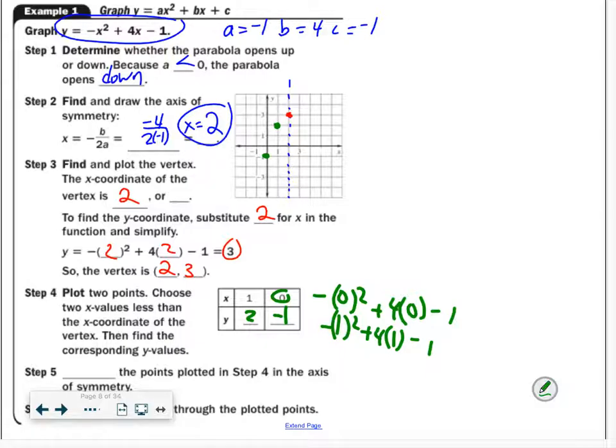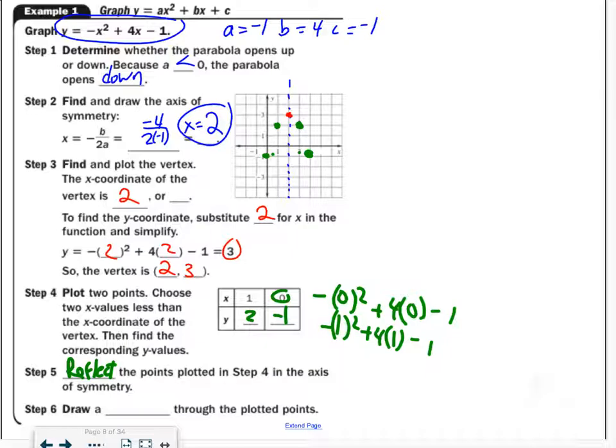Now because of symmetry, I can reflect those 2 points across the axis of symmetry. This point is 1 unit to the left of the axis of symmetry, so the mirror image point is going to be 1 unit to the right. This point here is 2 to the left, so I go 2 to the right, and I get this point. Now I have a nice accurate set of points that I can connect with a parabola. So we draw a parabola through the points. Those are the steps that you should take to graph these.